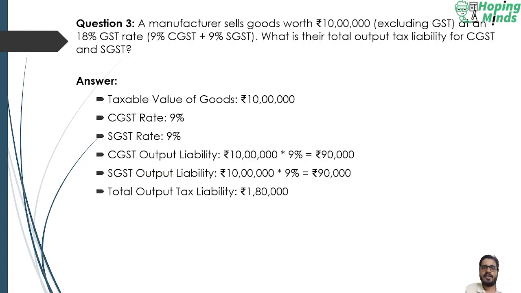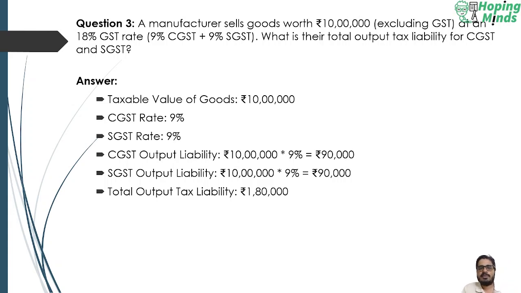Moving ahead, a manufacturer sells goods worth rupees 10 lakhs at an 18% GST rate, 9% CGST and 9% SGST. What is their total output tax liability for CGST and SGST? So this question clearly states that the rate of GST to be charged is under CGST and SGST. It means this is an intrastate supply.